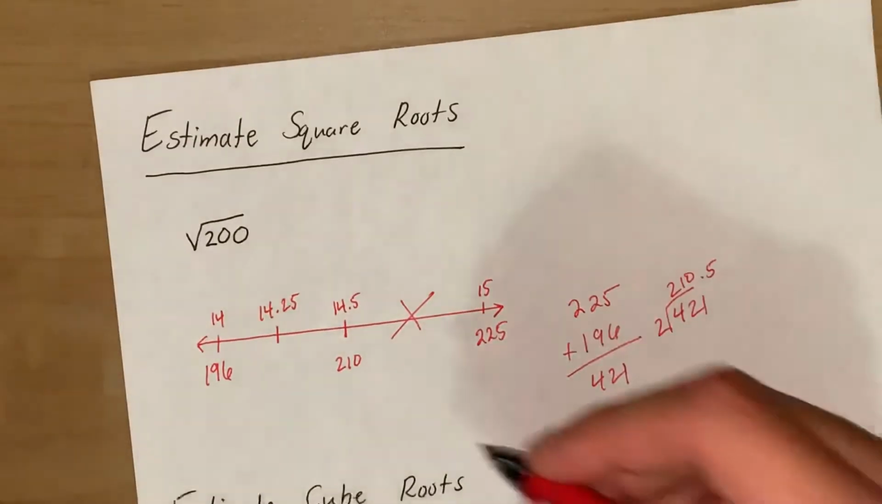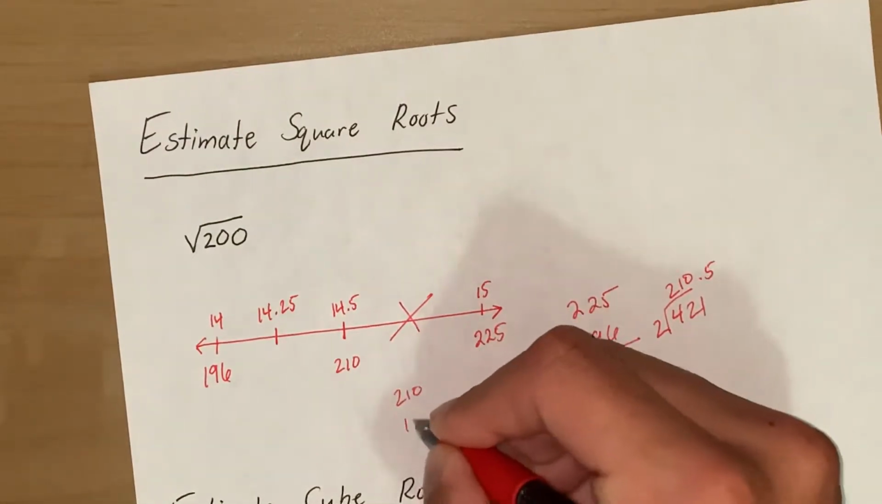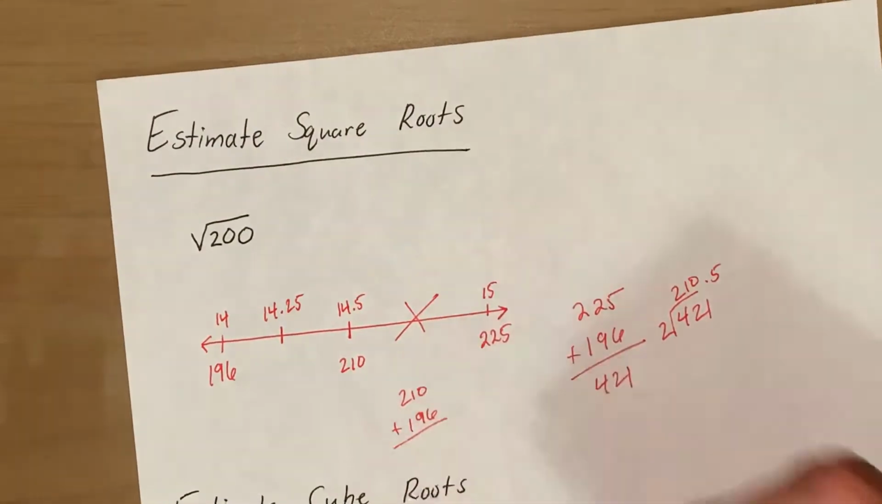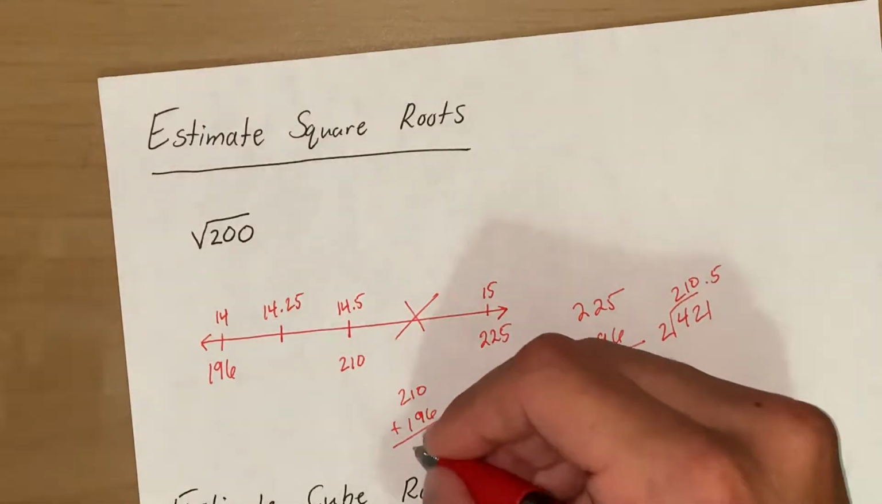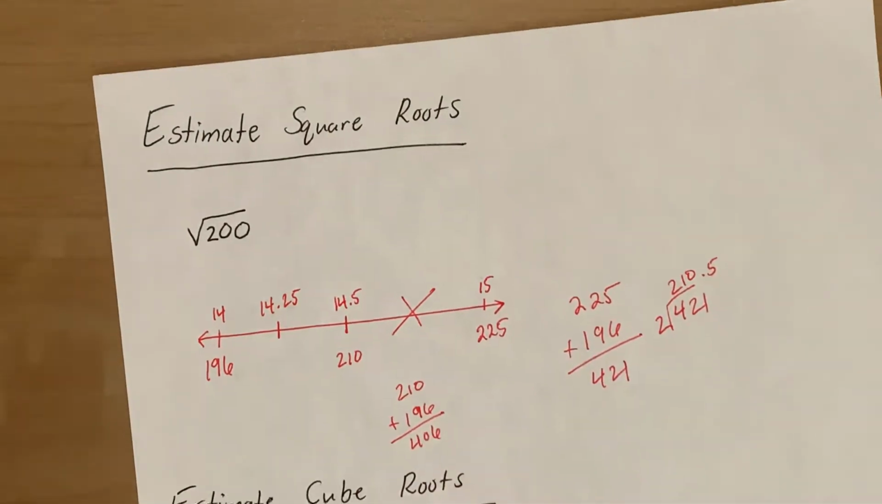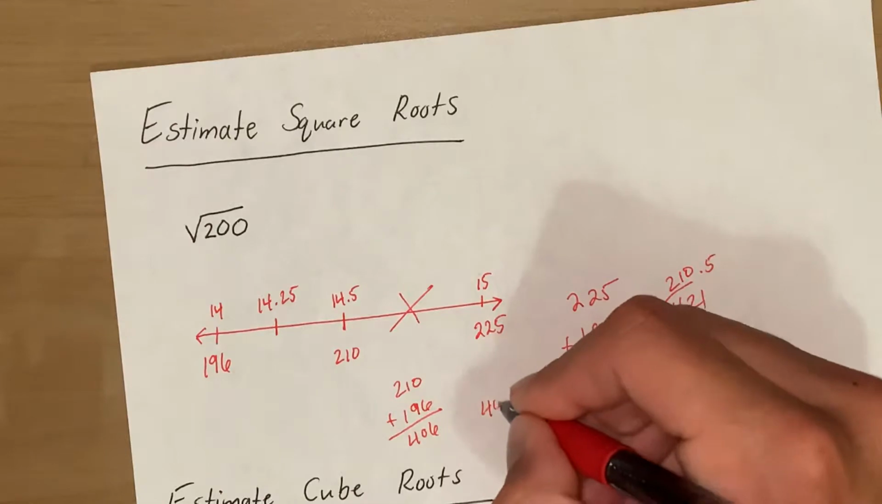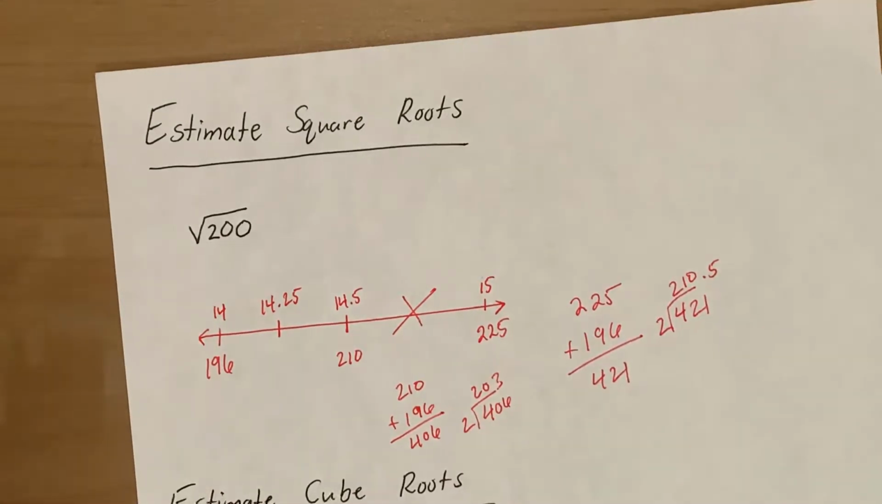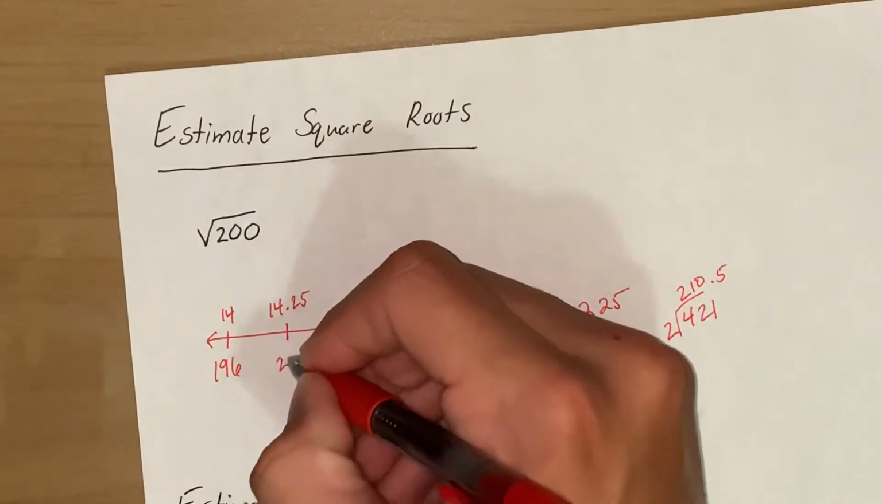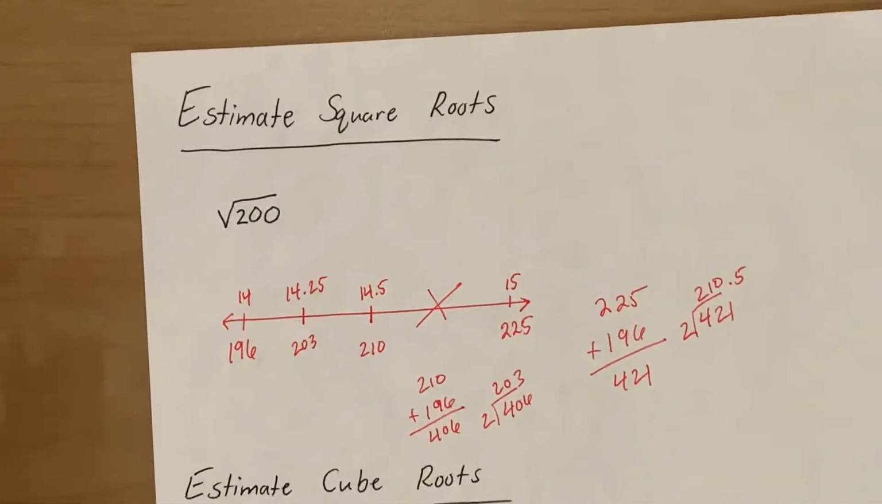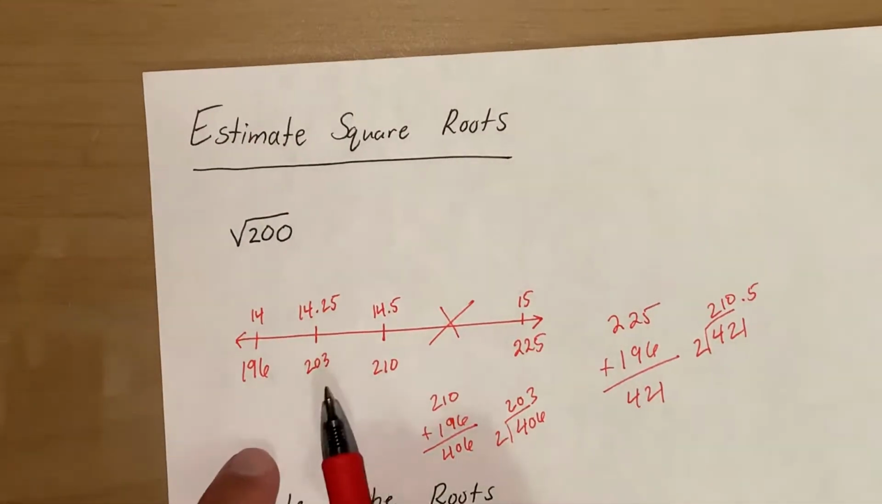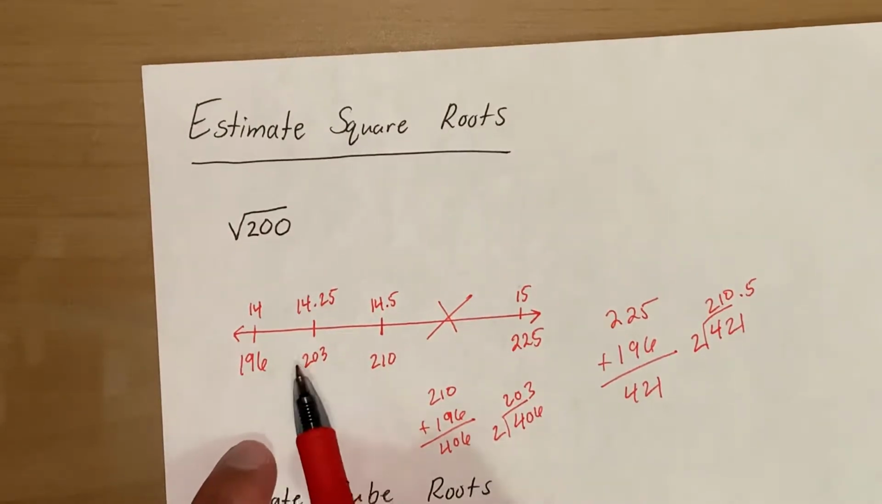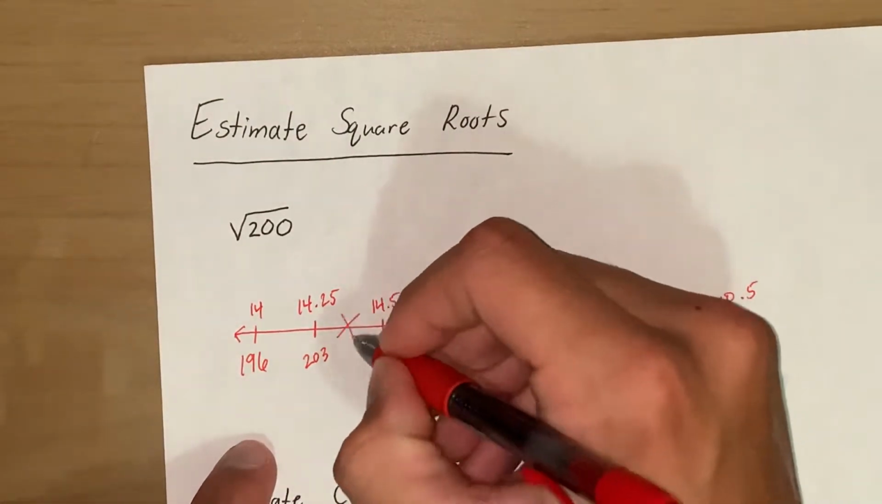Okay. So now I'm going to do that again, but I'm going to use the numbers 210 and 196. Okay, so I'm going to do that right here. So I go 210 and 196, and I'm going to add those together, and I get 406. Okay, so I'm going to do 406 divided by 2, and I get 203. So I can say that this is approximately 203. Okay, so now I'm going to evaluate again. Would 200 be here or here? Right, it's going to be between 196 and 203.